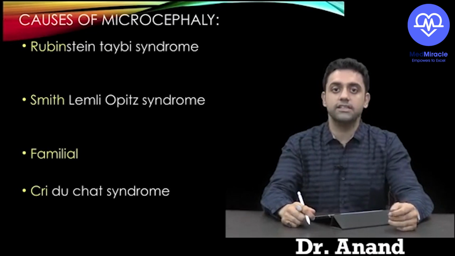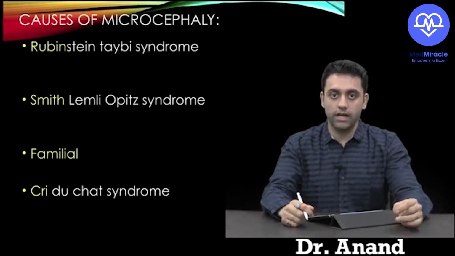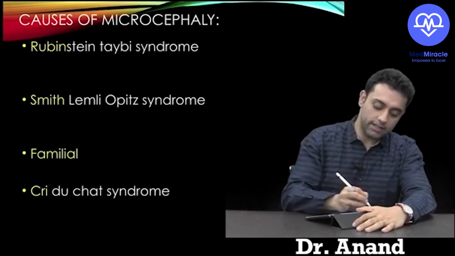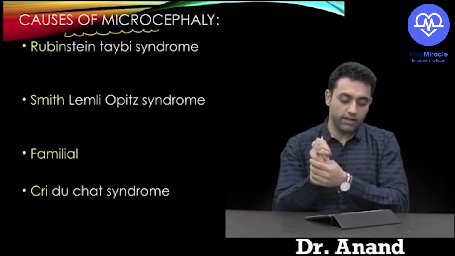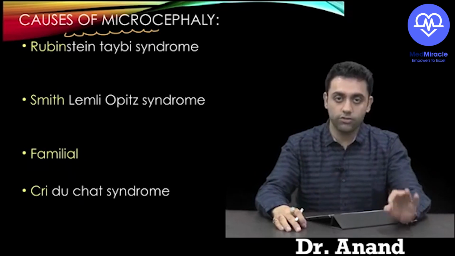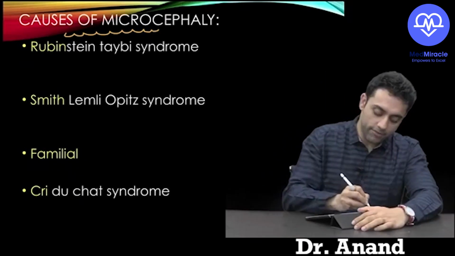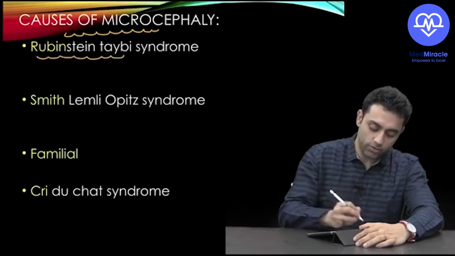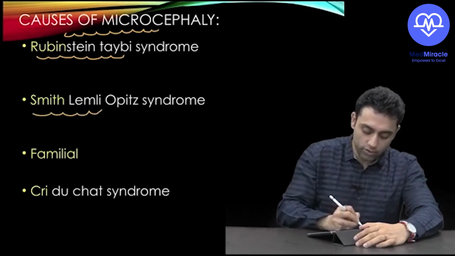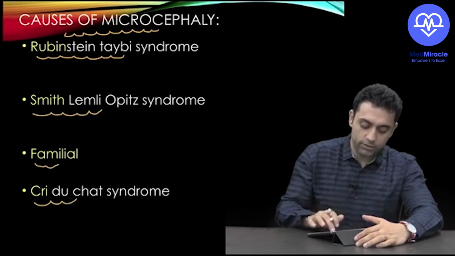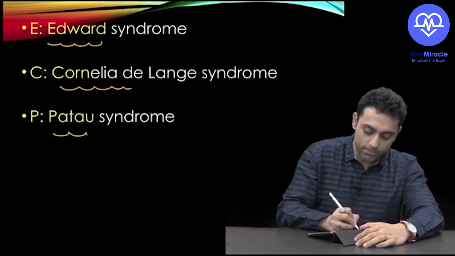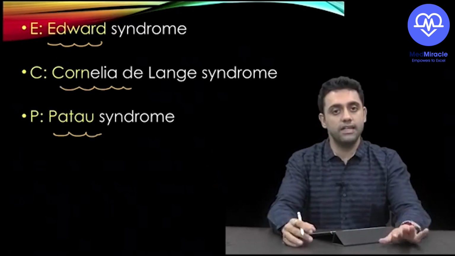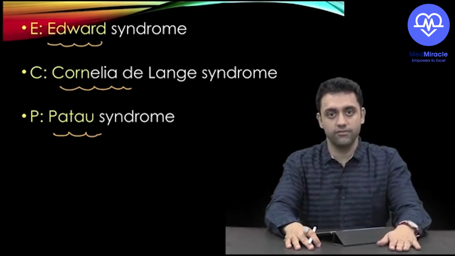We are discussing the topic growth and development, and now we are going to discuss the causes of microcephaly, and most importantly the names in the previous video. You just knew the names, right? Like Rubinstein-Taybi syndrome, Smith-Lemli-Opitz syndrome, familial, Cri-du-chat, Edwards syndrome, Cornelia de Lange syndrome, and Patau syndrome. These were the names you understood in the previous video.